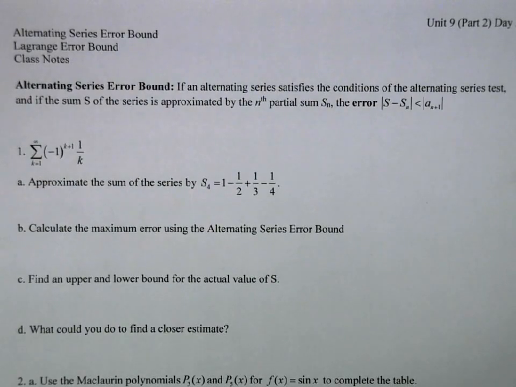Today we're going to talk about the alternating series error bound and the Lagrange error bound. Both of these are, if you're looking at partial sums to estimate the infinite sum, how far is it from the actual infinite sum? The first case is if you have an alternating series. This only works if you have a converging alternating series.